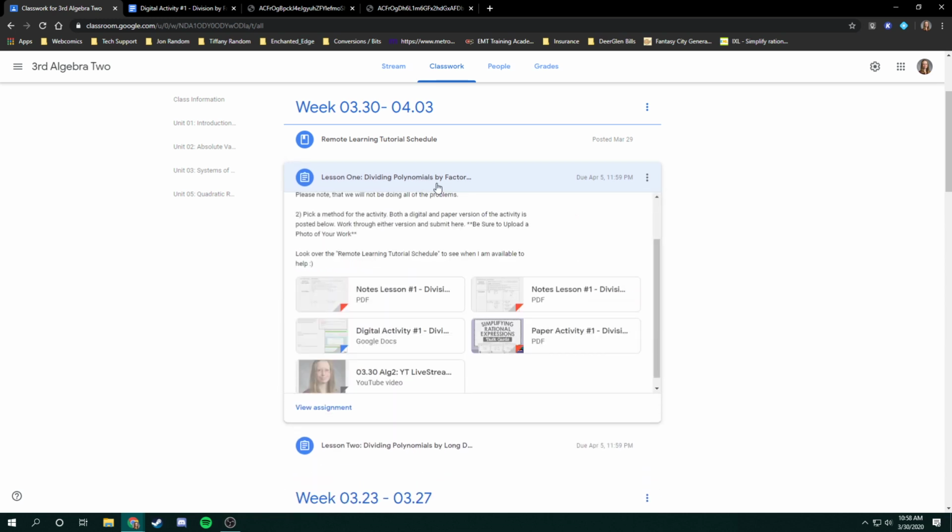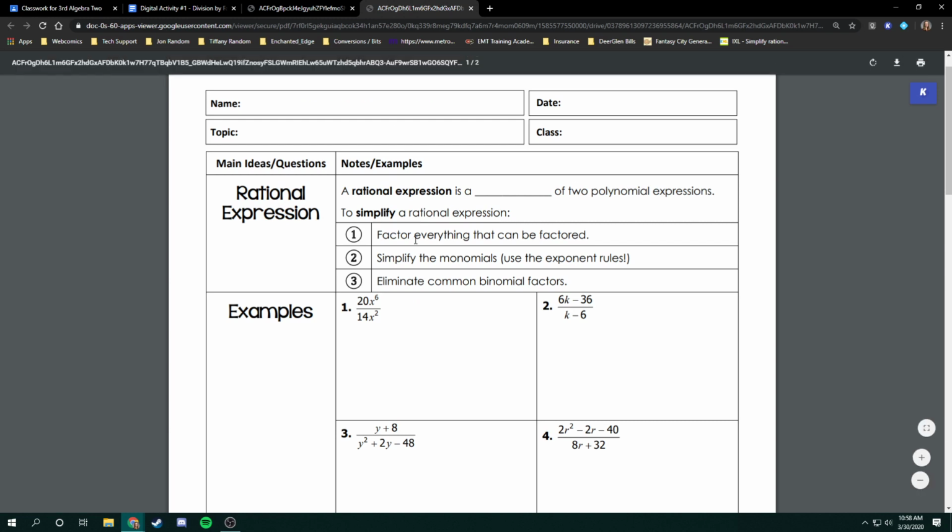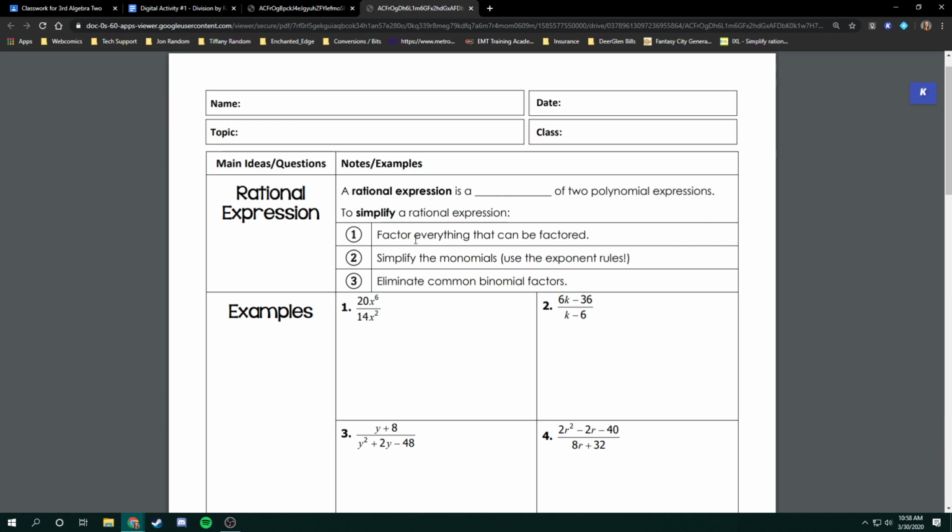So we're going to go ahead and get into the notes for division by factoring. So I've got that pulled up here. Of course, my Apple Pencil is dead.